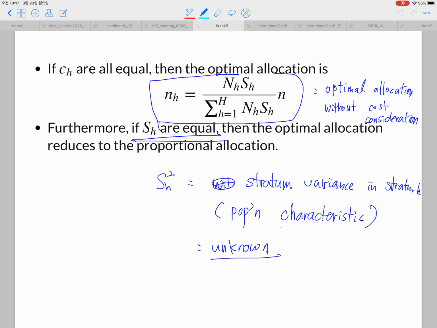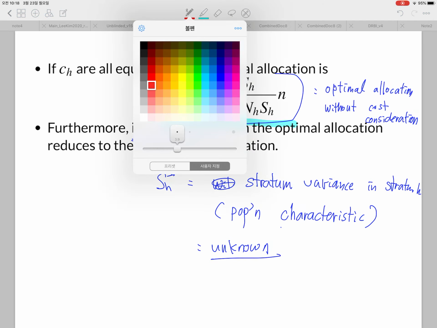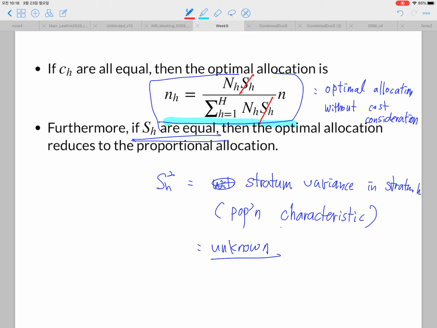If C_h are unknown, then we may assume that they are all equal, and so the optimal allocation reduces to this one. Furthermore, if S_h are all unknown, then we may also assume that they are all equal, so the optimal allocation becomes this. If they are all equal, then S will cancel out, right? So then it becomes a proportional allocation. Therefore, we may say that if the costs are all equal and the stratum variances are all equal, then the proportional allocation is actually the best way for sample allocation in stratified sampling.